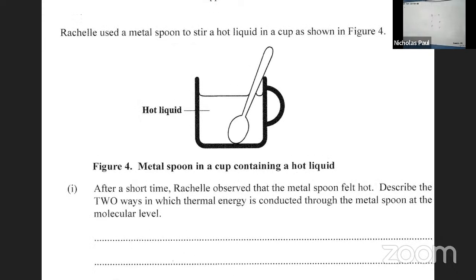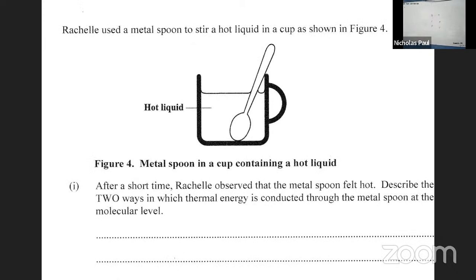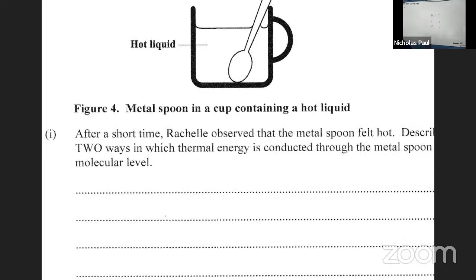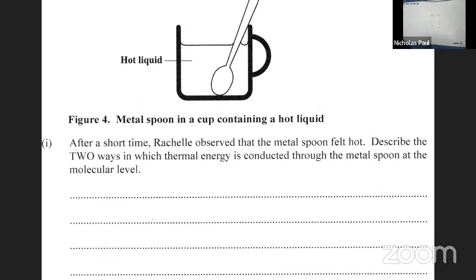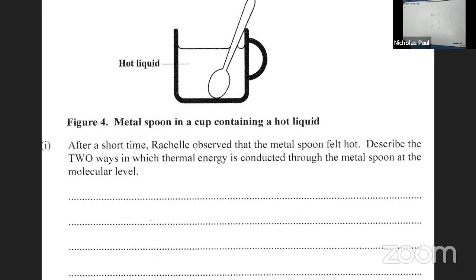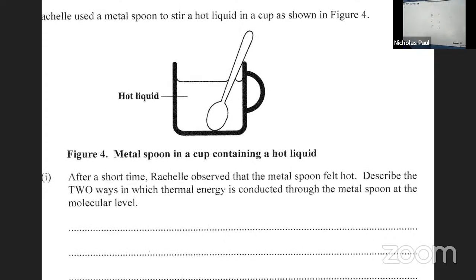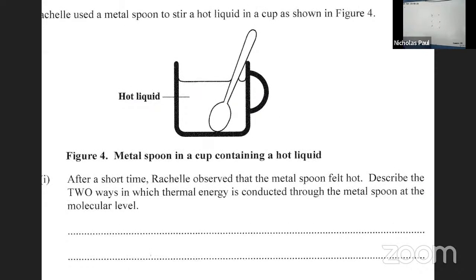Use a metal spoon to stir hot liquid in a cup. A metal spoon in a cup containing a hot liquid, and give a diagram. After a short time, Raquel observed that the metal spoon felt hot. Describe two ways in which thermal energy is conducted through the metal spoon at a molecular level. When they say molecular level, they want us to talk about the particles inside the spoon.